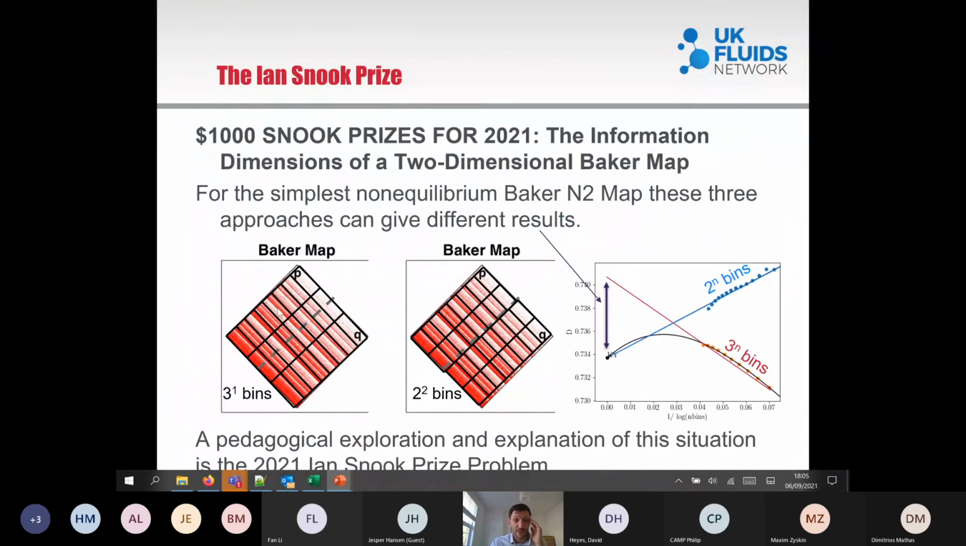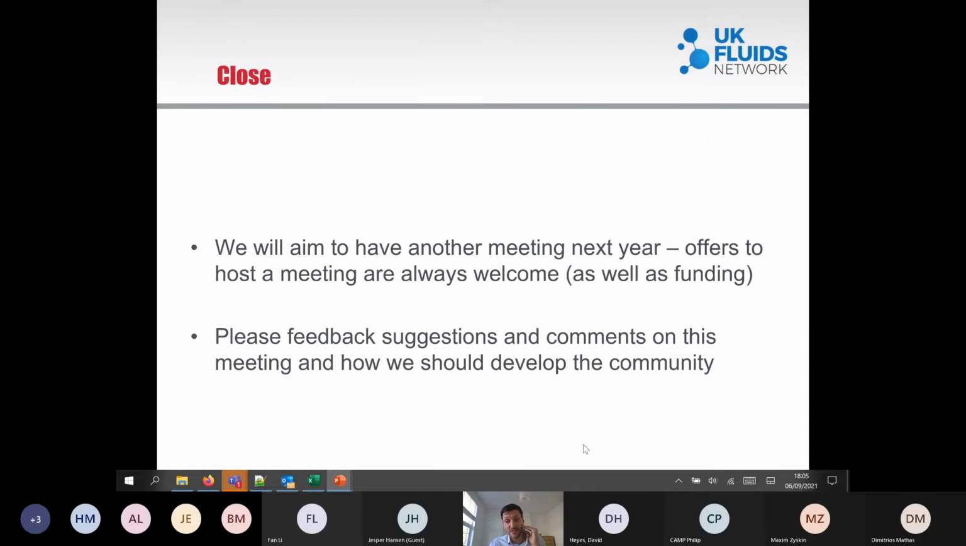Yeah, so just to summarize, basically powers of 3 or powers of 2, depending on how you divide the domain up, you get a different, basically, limiting case for the fractal dimension. And the question is, some explanation of this situation. If you can do that, you get £1,000 and the prestige. So yeah, that's it from me.